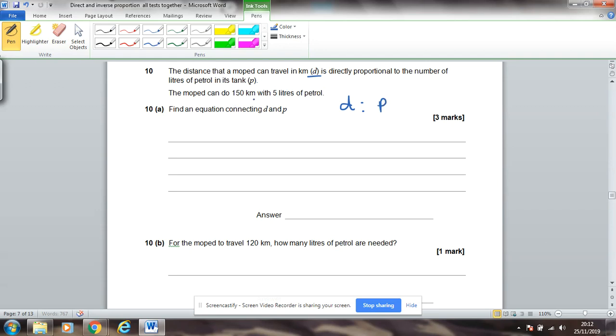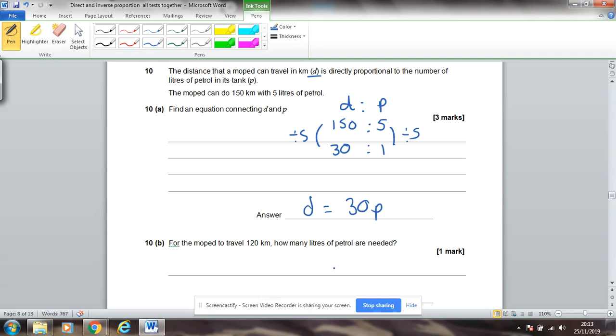So we're now going, the moped can go 150 kilometers with 5 litres of petrol. So what we need to do is see what it would do with 1 litre of petrol. So divide that by 5. Because it's directly proportional, divide it by 5 and we get 30, which means the equation is D is equal to 30p. Again, check it by subbing in. 30 times 5 gets you 150.